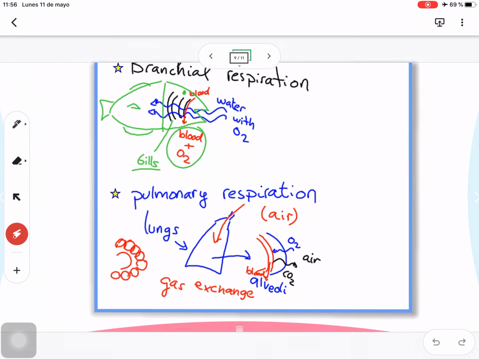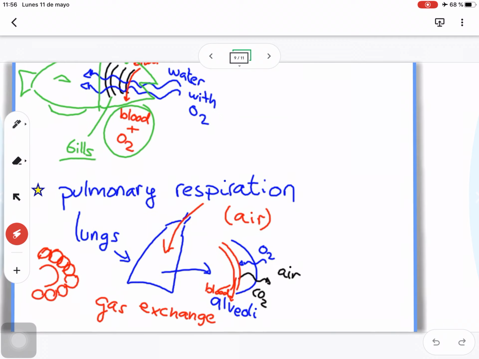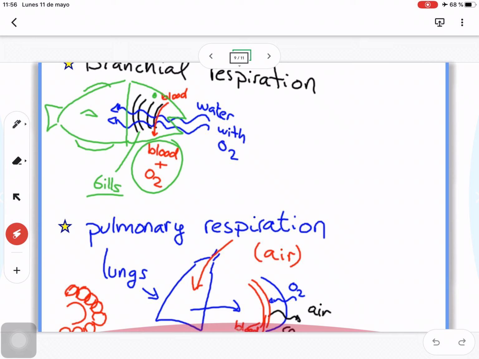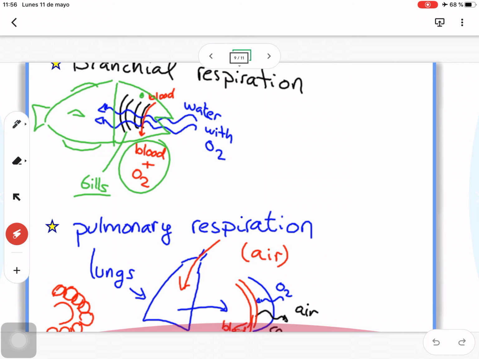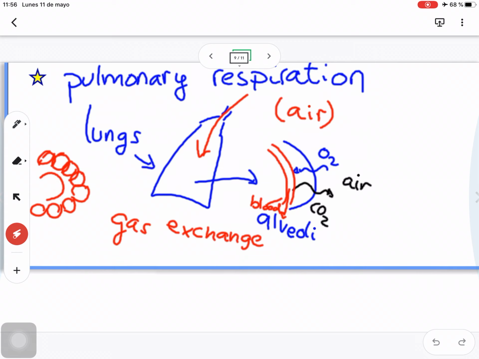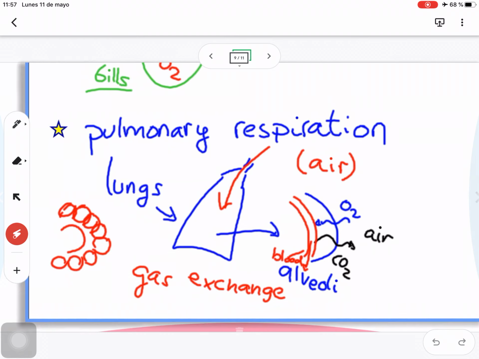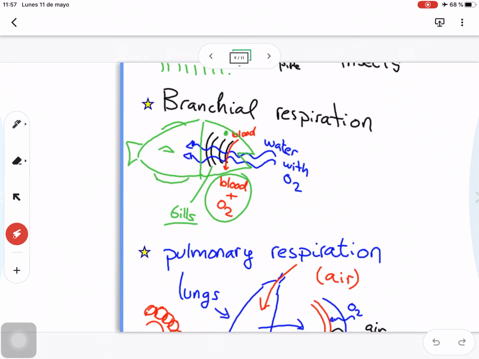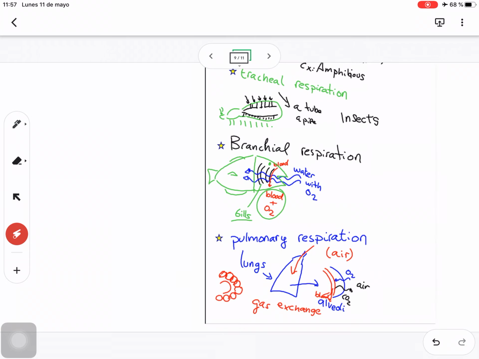The last process about respiration is called pulmonary respiration, and this is our respiration. It happens in the organs that are called lungs, and in these organs the air enters until a structure that is called alveoli. These alveoli are like little sacs because they are really small. They are so small and so thin that the gas exchange can happen.